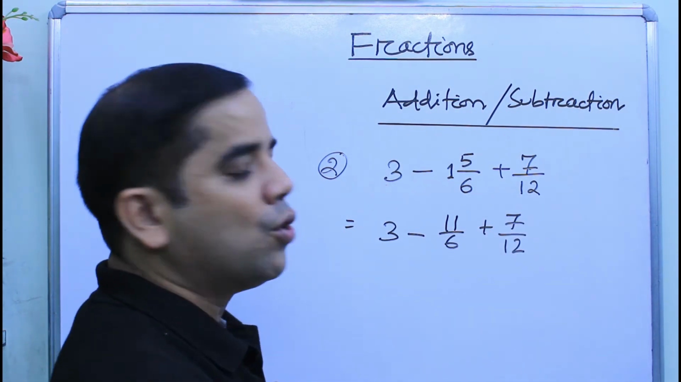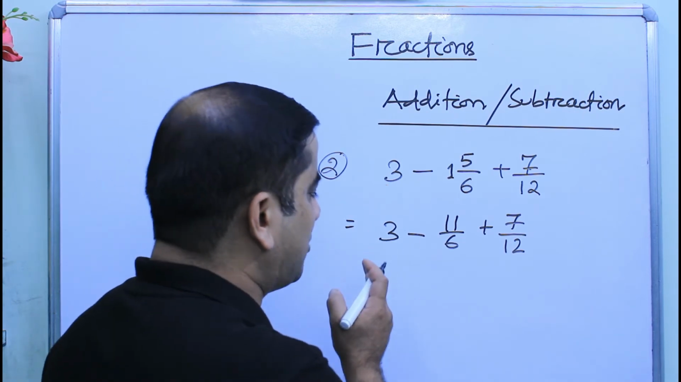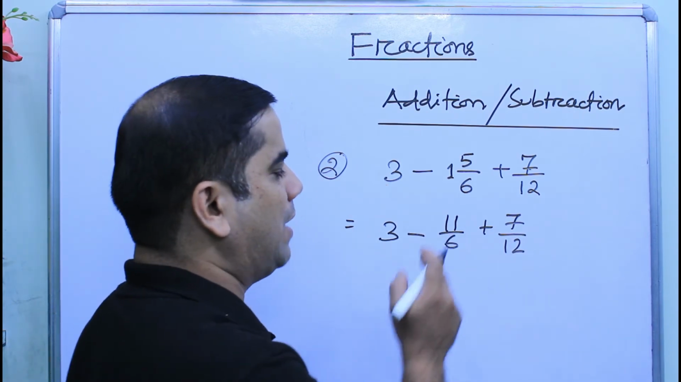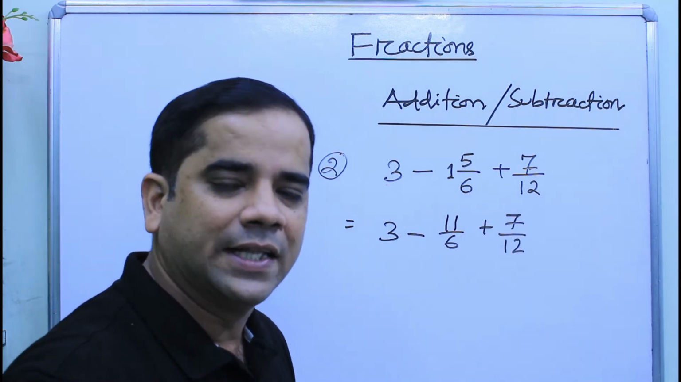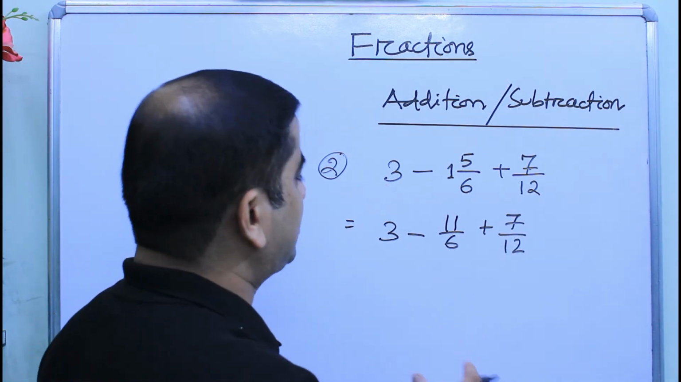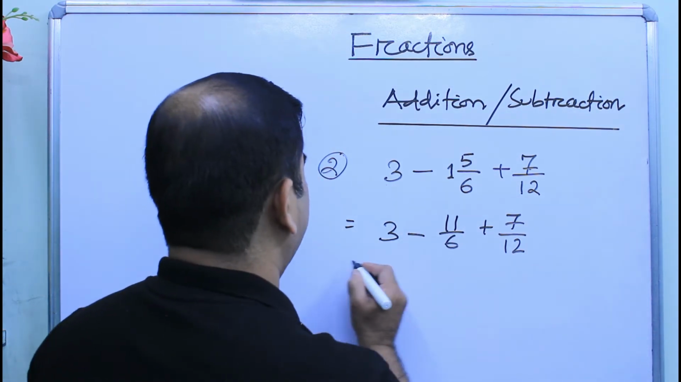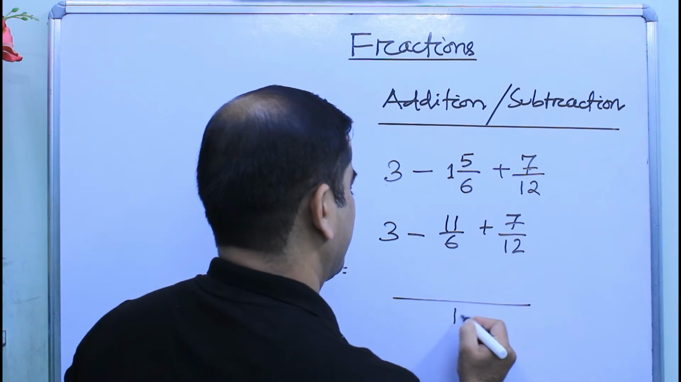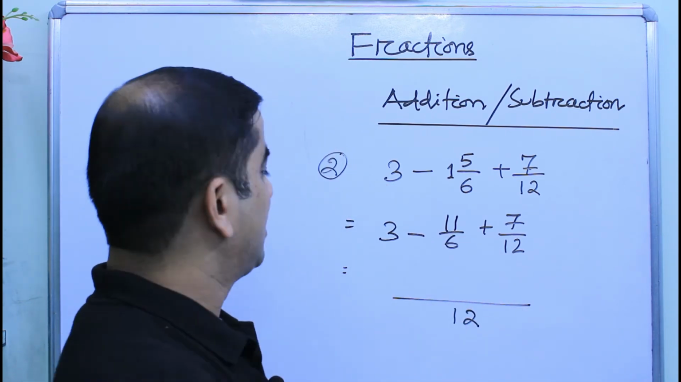Okay. So now we need to find out the LCM of the denominators. That means the denominators are 1, 6 and 12. 12 is a multiple of 6, so we need not find the LCM because we have already discussed this. So here the LCM is 12. Fine. So what do we need to do next?